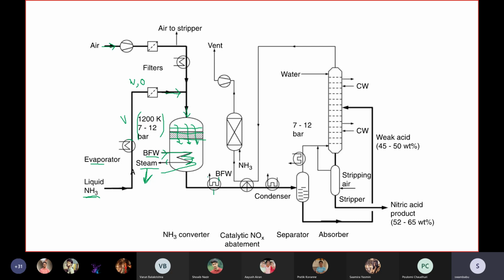So some of the heat will be removed, and still it undergoes to the condenser, so that finally it will be brought back to temperatures around 400 to 500 Kelvin.